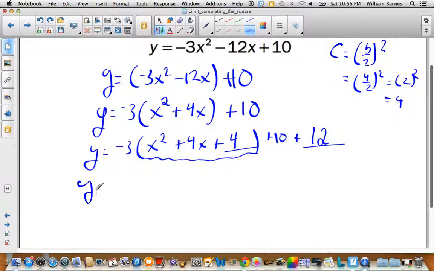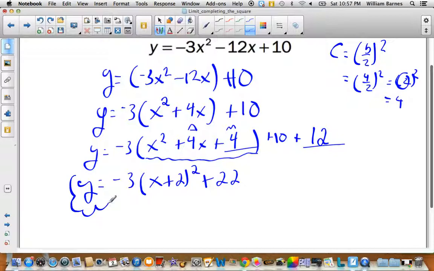So I have negative 3, and then what adds to give me 4 and multiplies to give me 4. So the numbers over here, it's 2. 2 plus 2 is 4. 2 times 2 is 4. So I don't even need to write it out this time. I'll just write (x + 2) all squared, and then plus 22. So there it is. There's my transformed form, so to say, my vertex form.